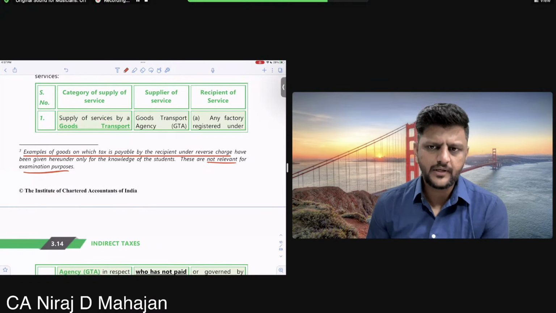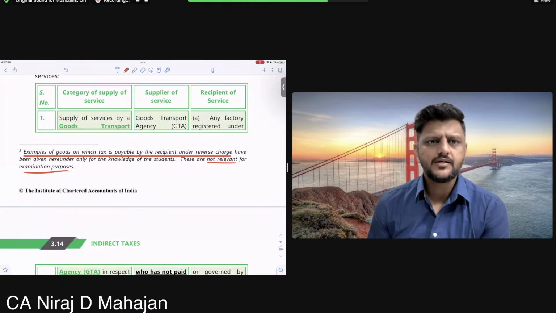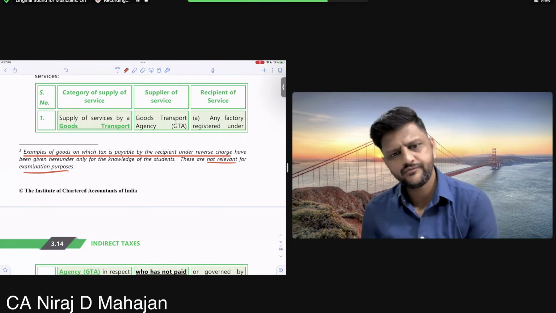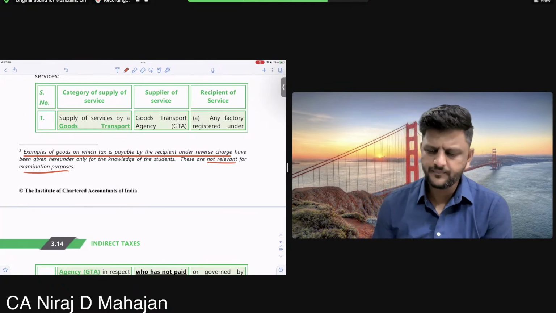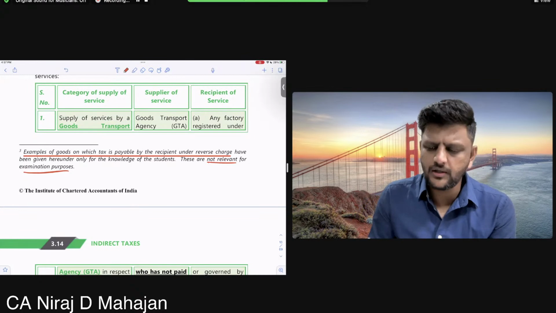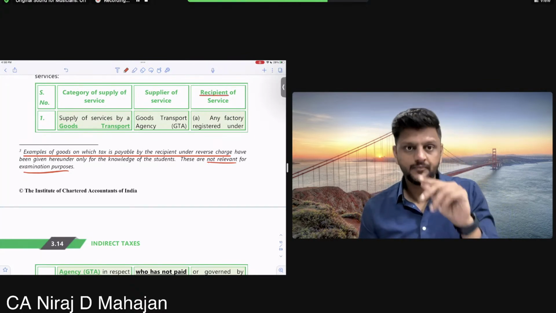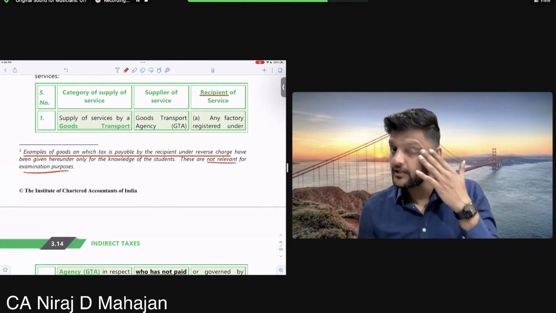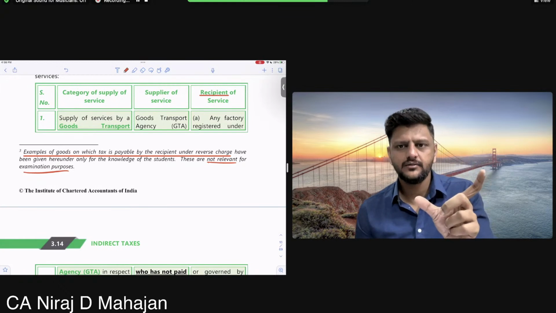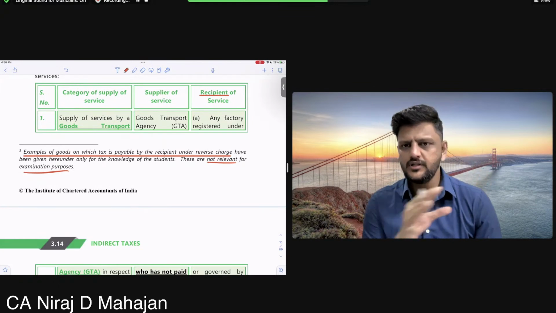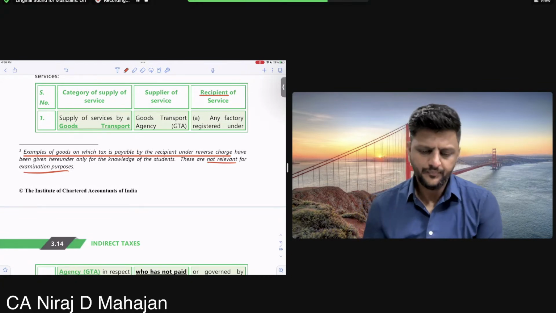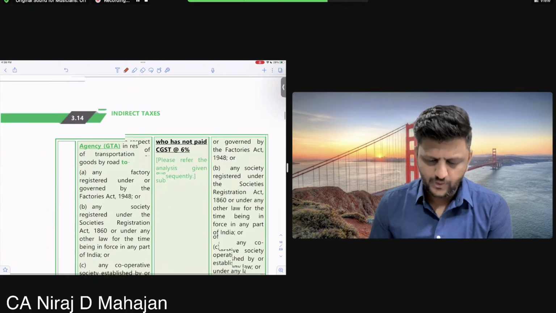Category of supply of service, supplier of service, recipient of service. Be careful and please be attentive now. Who's going to do all the compliances? Recipient. So these three things should match. Supplier has some rules, conditions. Recipient has some rules, conditions. So if there is proper matching and the type of service, these three things all match, then RCM is applicable.